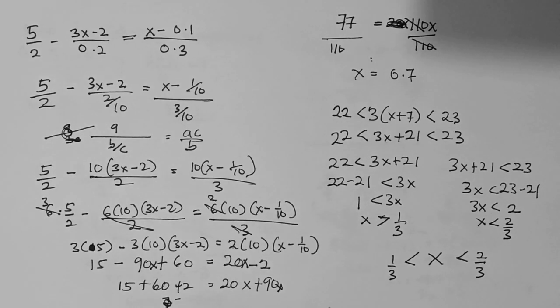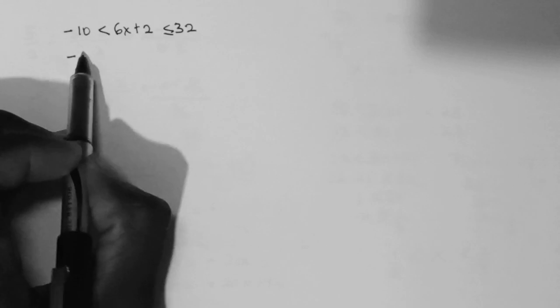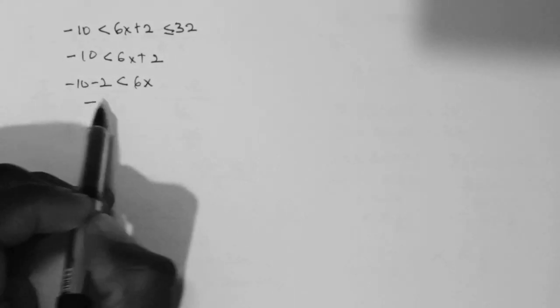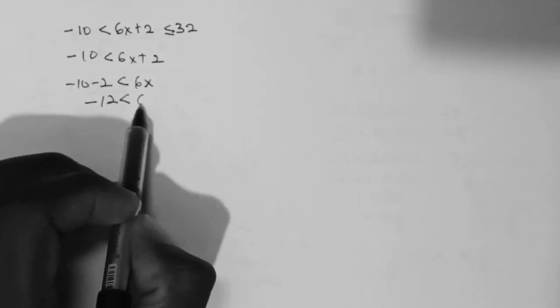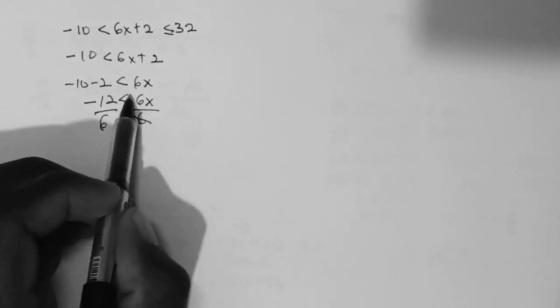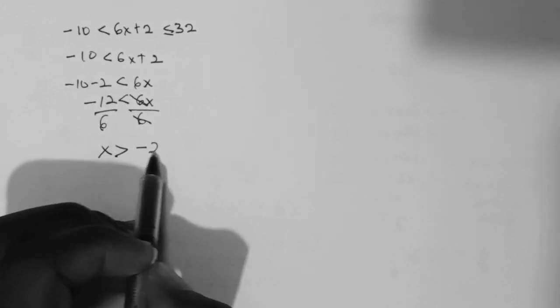These are the values of x. Next, minus 10 less than 6x plus 2, which is less than or equal to 32. So minus 10 less than 6x plus 2. Let's solve that part first. So this becomes minus 10 minus 2 less than 6x. So minus 12 is less than 6x. Let's divide through by 6. So at the end of the day, we find out that x is greater than minus 2.